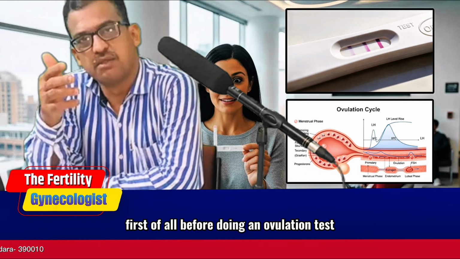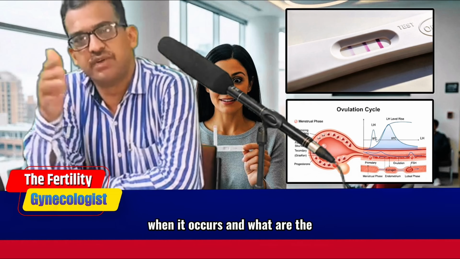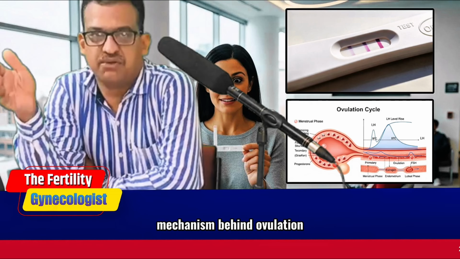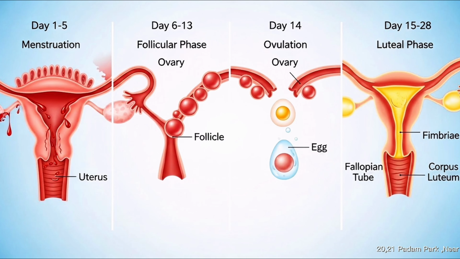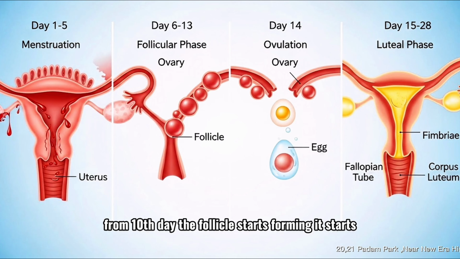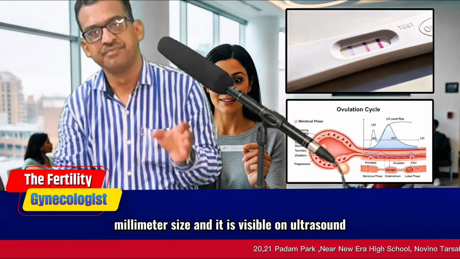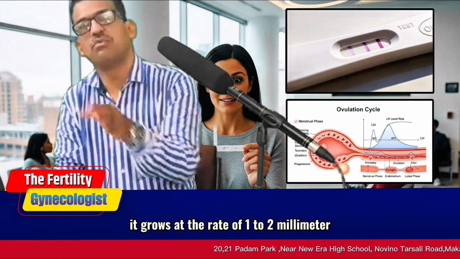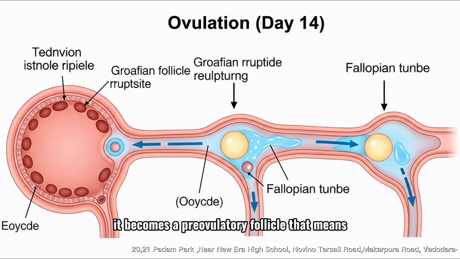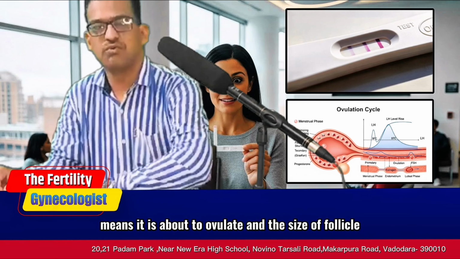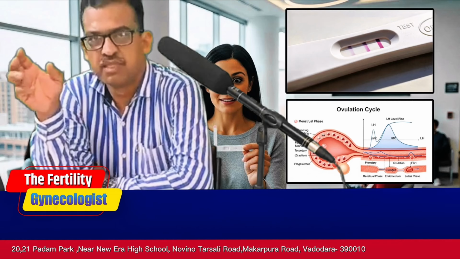First of all, before doing an ovulation test by ovulation kit, you need to know what is ovulation, when it occurs, and the mechanism behind ovulation. A female approximately has a 28 to 30 day cycle. From the 10th day, the follicle starts forming. It starts forming before, but on the 10th day, it is about 10-12 millimeter in size and visible on ultrasound. It grows at the rate of 1 to 2 millimeter per day, and between the 14th to 18th day, it becomes a pre-ovulatory follicle. Pre-ovulatory means it is about to ovulate, and the size of the follicle on ultrasound is about 16 to 18 millimeter.